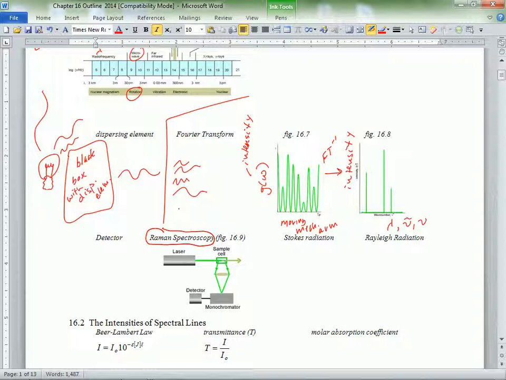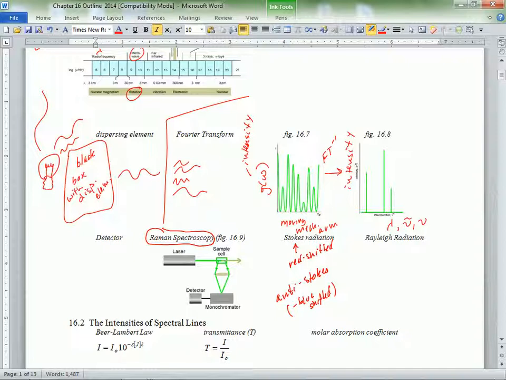So that's where this Stokes and anti-Stokes comes in. Stokes radiation, that's that scattered light that was actually red shifted, right? It lost energy. Anti-Stokes is that blue shifted scattered light. It actually gained energy. Okay, so that scatterer lost the energy then, right?